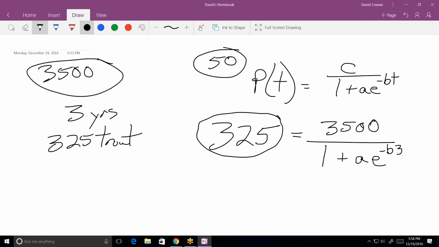Hold on. Is A the initial population? Yes, I think you're right. I do believe that that's what A is. I submit it's 50. And that does allow us to solve for B. Hold on a minute. Let me just look at this one application we have.